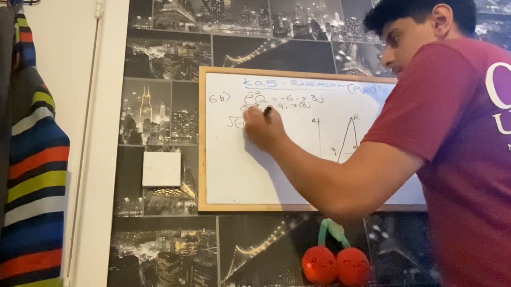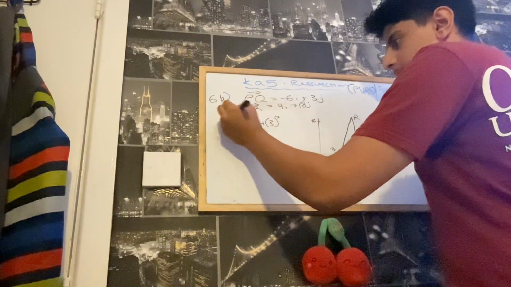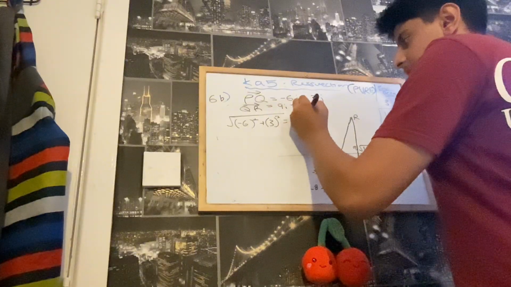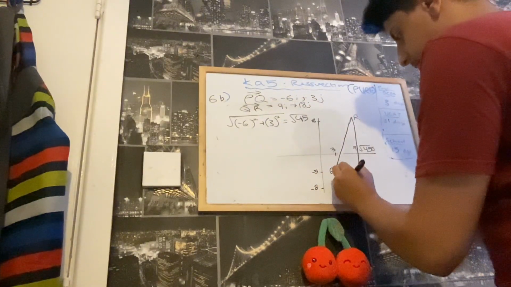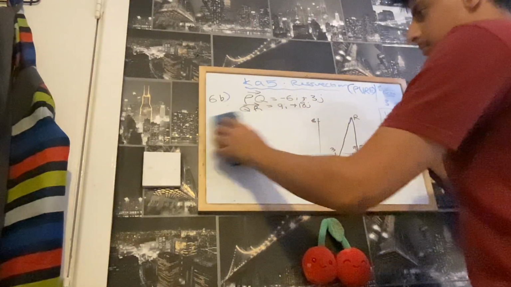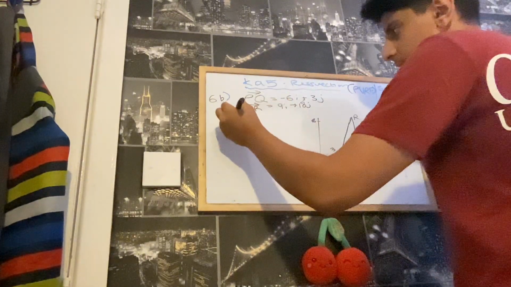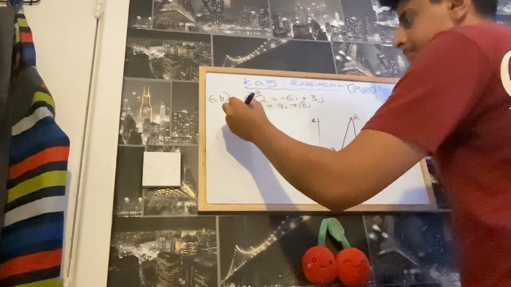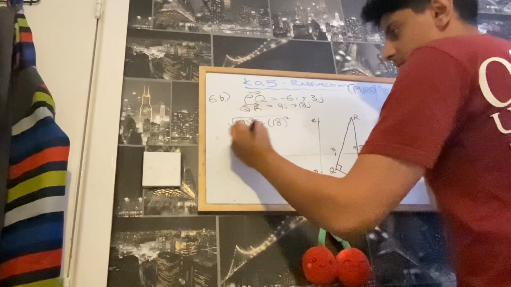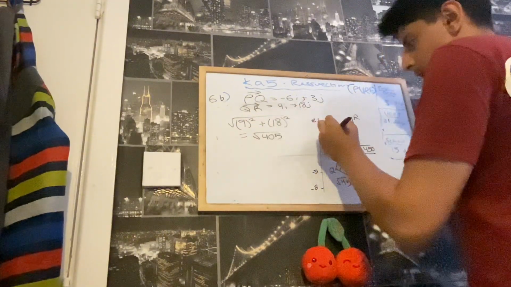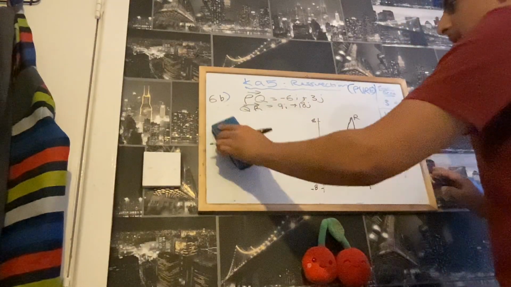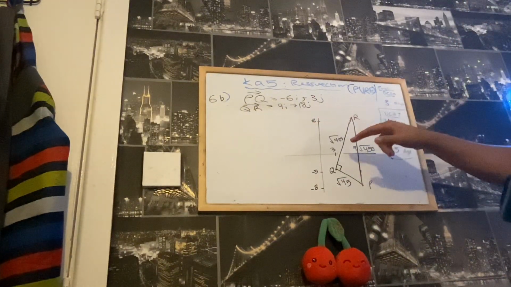It doesn't matter if it's a minus or a plus, it will still give us the same answer. -6 squared plus 3 squared, all under one root, equals root 45. Now we find Q to R the same way by doing the magnitude: 9 squared plus 18 squared, which gives us root 405.